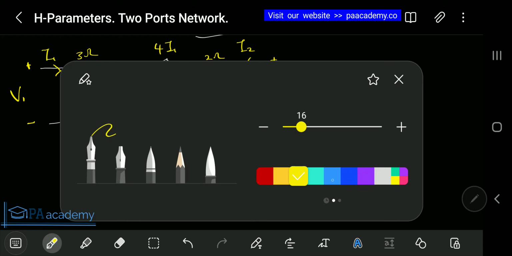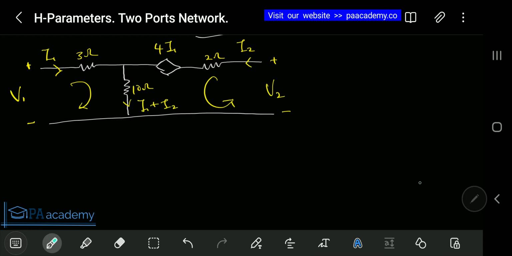Personally, I feel it will make the work much easier. You can use it the other way around. So now from mesh 1, that means you're going to be having V1.